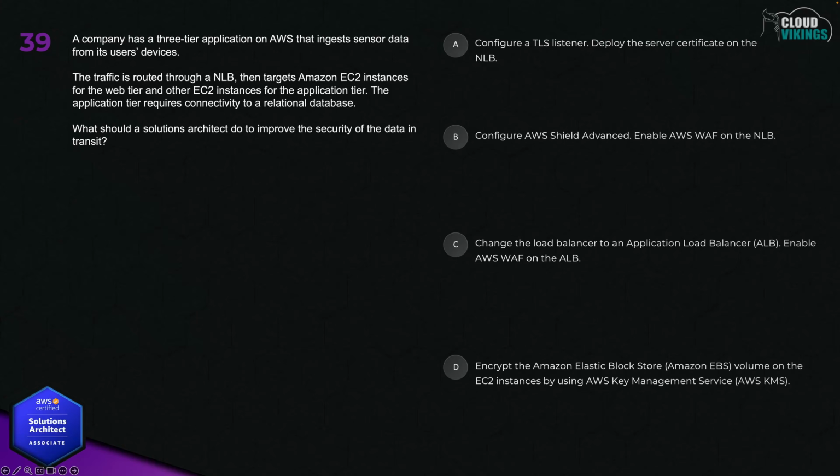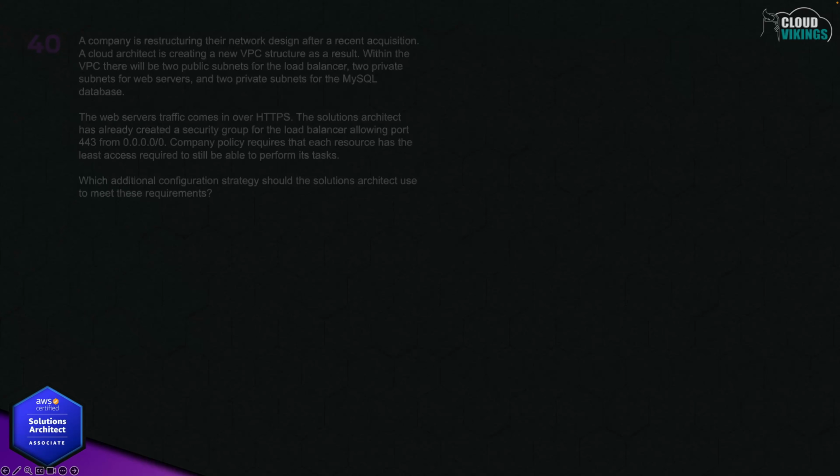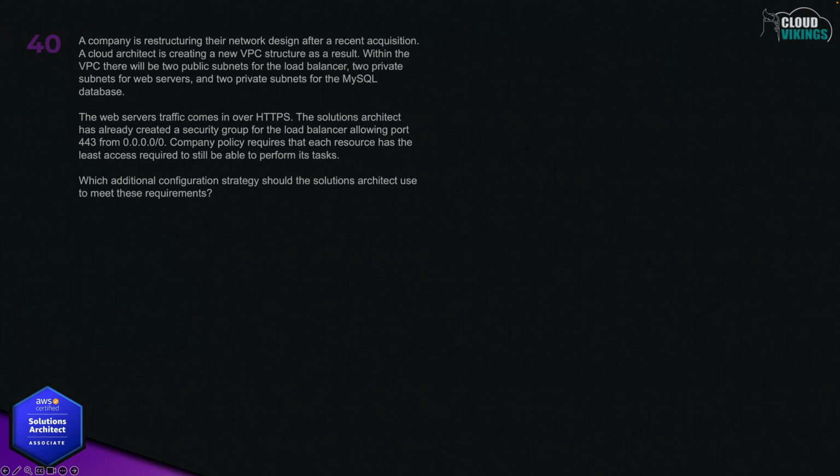Question 40. A company is restructuring their network design after a recent acquisition. A cloud architect is creating a new VPC structure as a result. Within the VPC, there will be 2 public subnets for the load balancer, 2 private subnets for the web servers, and 2 private subnets for the MySQL database. The web server traffic comes in over HTTPS.